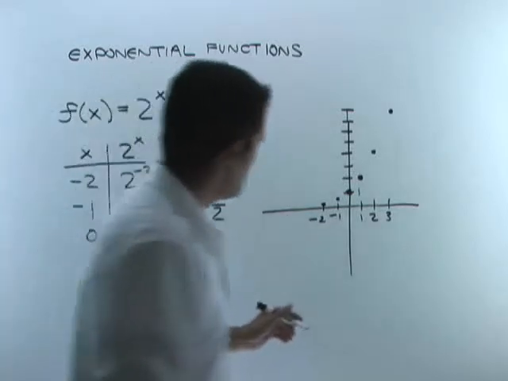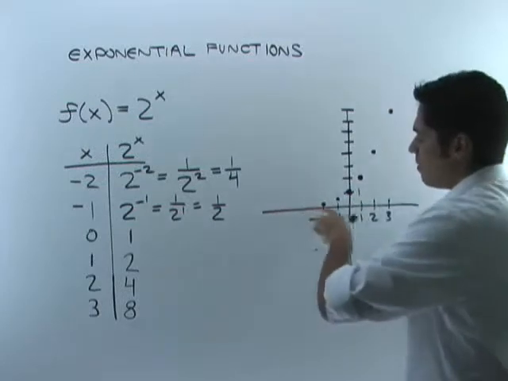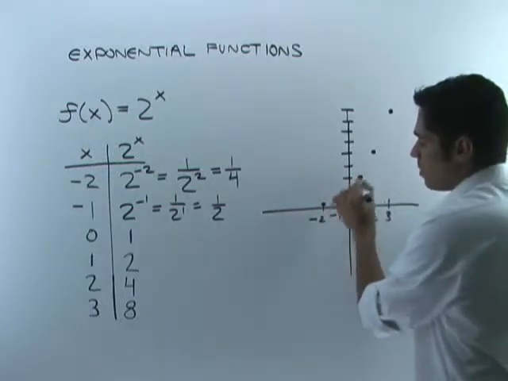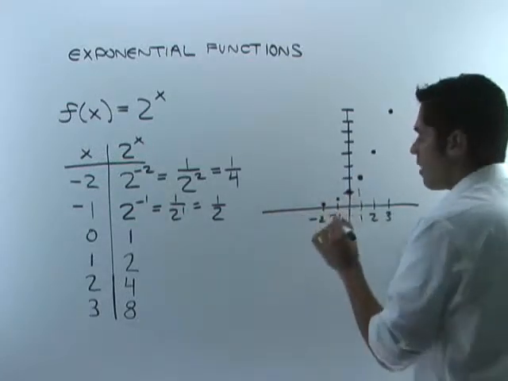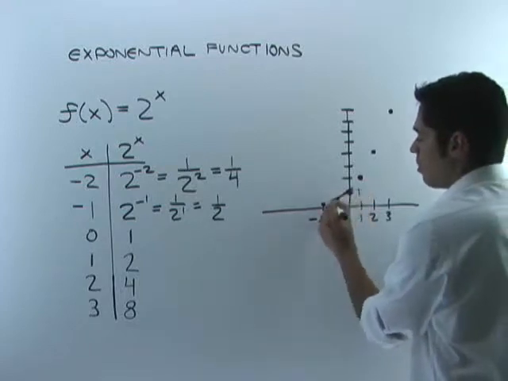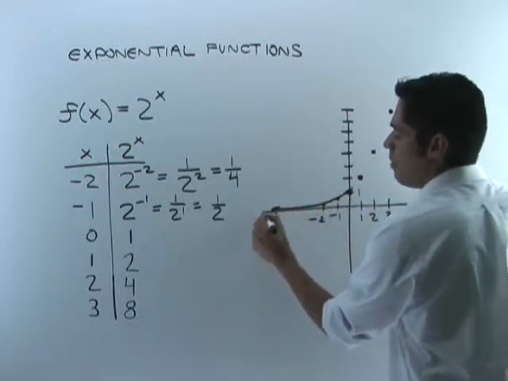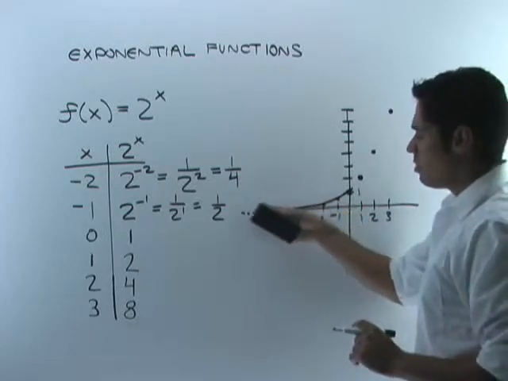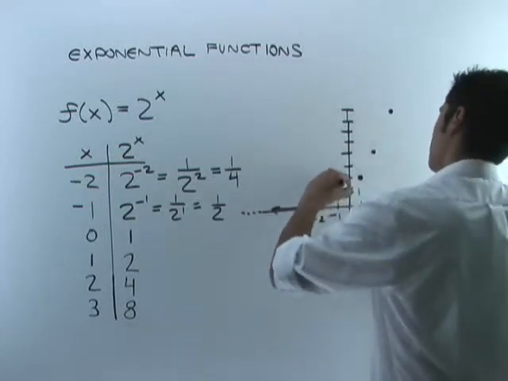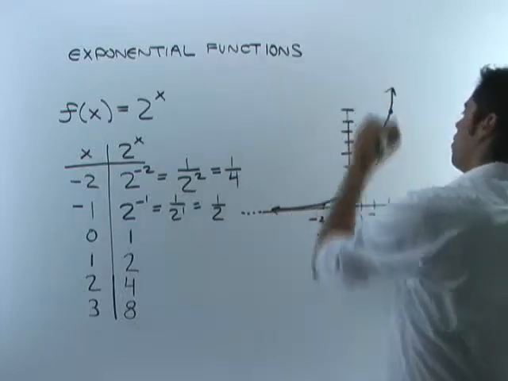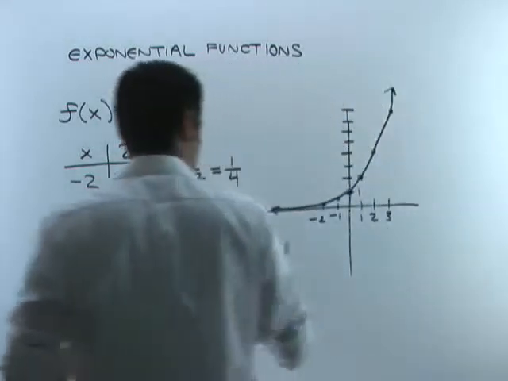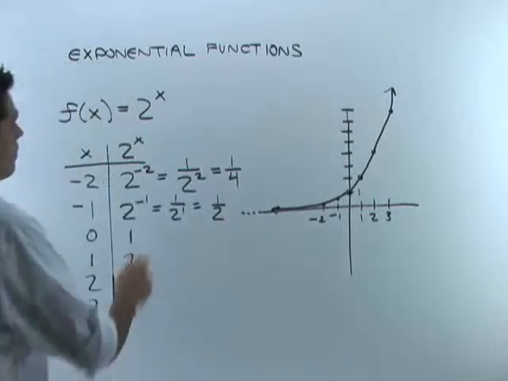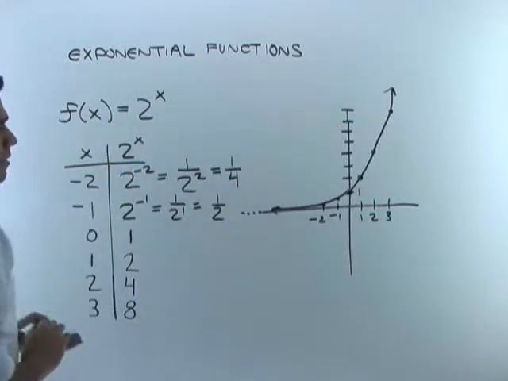So what's happening is as I move in the negative direction for x values, my y values get smaller and smaller and smaller, but they never actually hit the x-axis. So it's going to go like this, and I'll just draw a little arrow. I'll put a dotted line to represent a horizontal asymptote. It's getting closer and closer to 0. And then as I go this way, it grows and grows and gets larger and larger. So this is the graph of the exponential function 2 raised to the x.